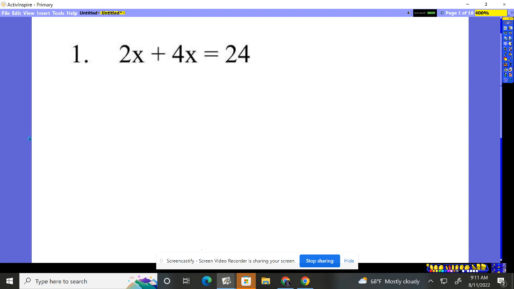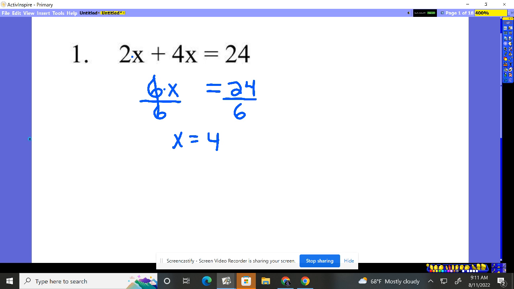All right, problem one. We always want to get all our variables together on one side, all our numbers on the other. Well, luckily, here's our equal sign. We have just the number 24 to the right of the equal sign. 2x plus 4x, well, that's 6x. Now, we need to get x by itself, so we need to undo this multiplying by 6. So we're going to divide by 6, divide by 6, and we get x is 4.